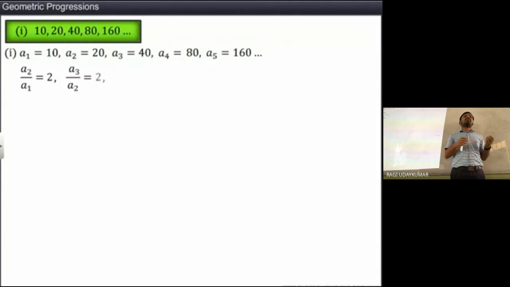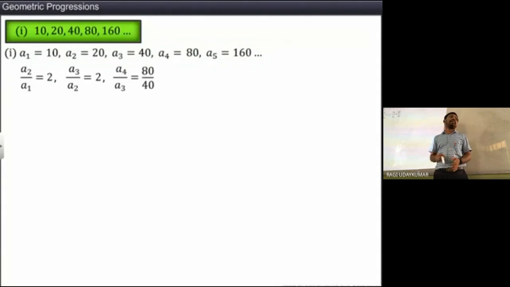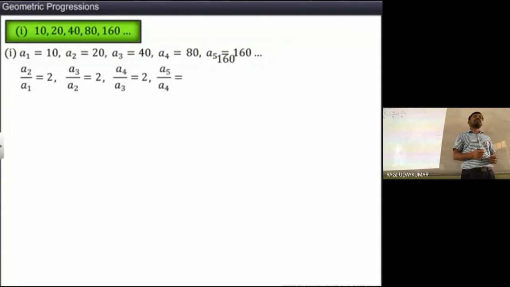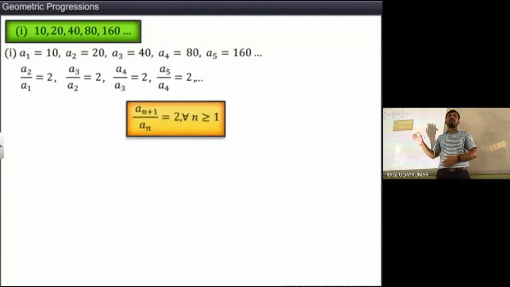Okay. Now if you observe, the second term divided by the first term, a2 by a1, is 2. a3 by a2 is 2, a constant, the same number we are getting. a4 by a3, that is 80 by 40, is equal to 2. 160 by 80 also. So for all the given terms, the division of two consecutive terms is always equal to 2 here. So a(n+1) by an is equal to 2 for n greater than or equal to 1. This n greater than or equal to 1 is the condition given to you.